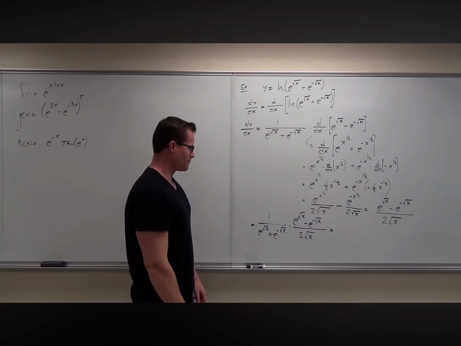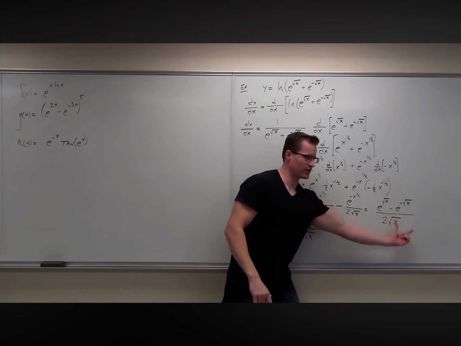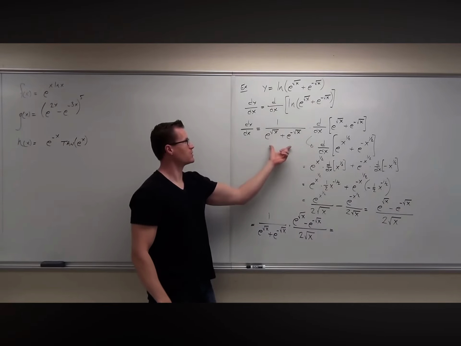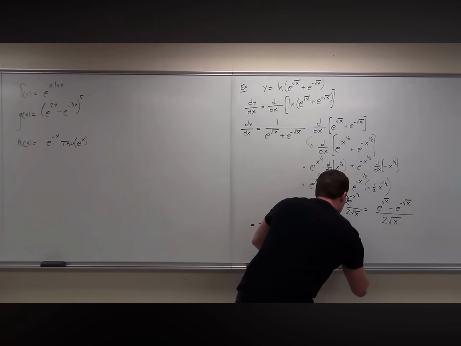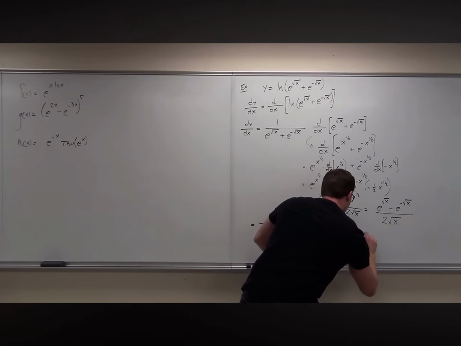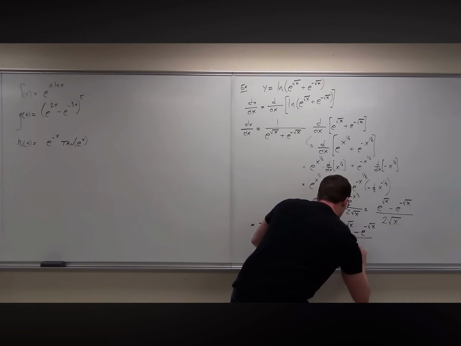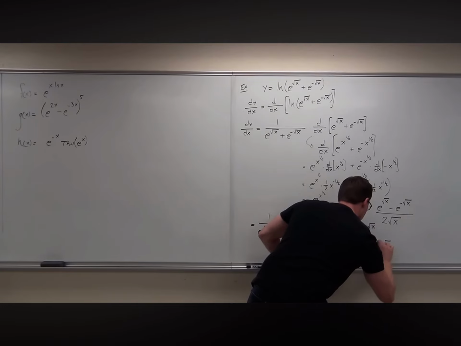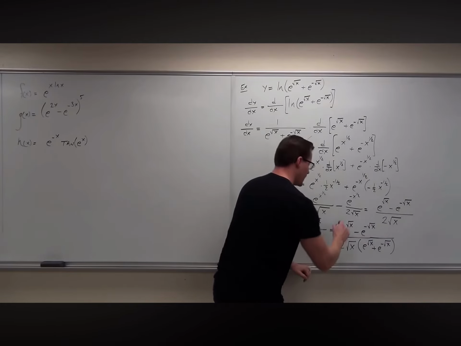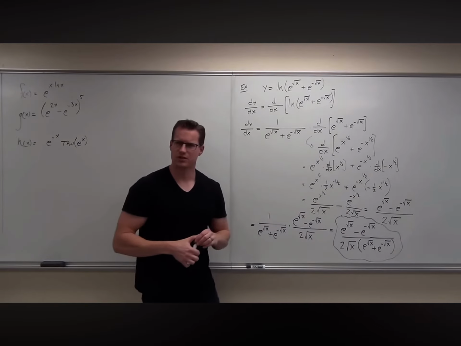So here's what we got. Here's our derivative. This is via the chain rule right here. We had the original, this is via the derivative of ln. So now we're going to put together, what we end with is e to the square root of x minus e to the negative square root of x all over 2 square root x times e to the square root x plus e to the negative square root x. It looks bad, but that's our answer.